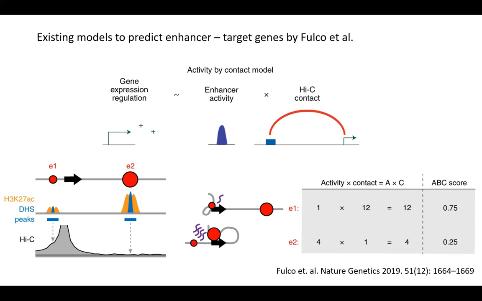And then another mark is what people call DHS, which is the overall accessibility of the chromatin. So overall accessibility and the H3K27 acetylation marks indicate how strong that enhancer is, and how strong the contact is. Those two factors determine the regulation between the enhancer and the gene.